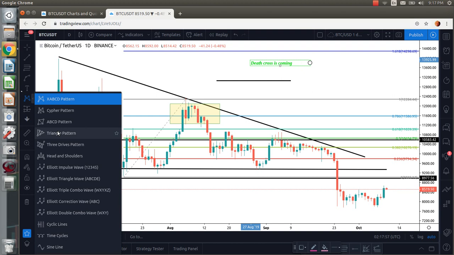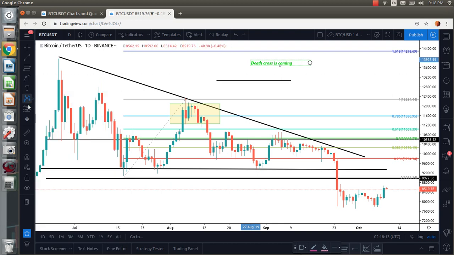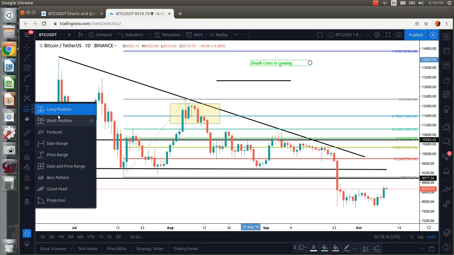Now, if you're starting with Elliott waves, they may come in handy. I've never really done Elliott waves, but if the person training you or you're learning to use Elliott waves, then go ahead and try this one out. But I've never done it, so I'm not going to go over it. A lot of this stuff is a little too advanced for a beginner. But you can do it, like projections, ghost feed.